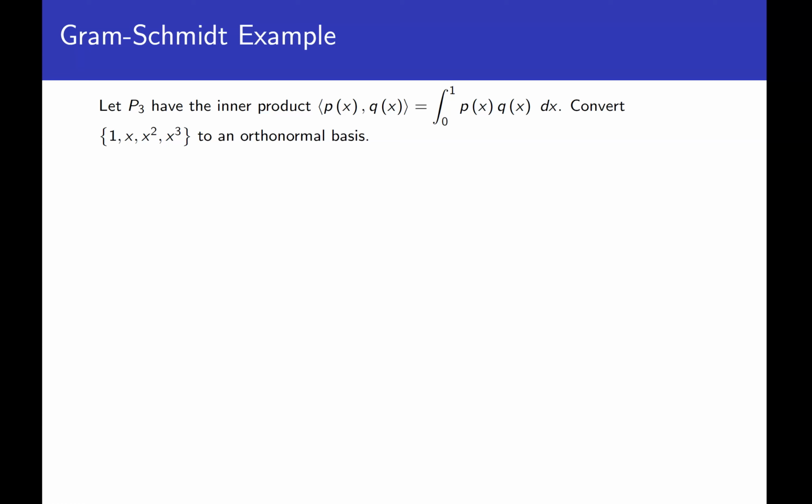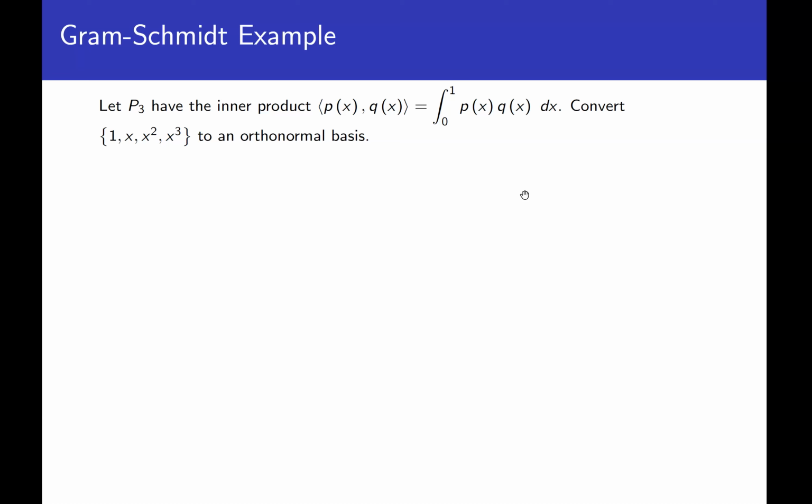So let's say we have the polynomial space, polynomials of degree 3 or less along with the 0 vector, or the 0 polynomial, so P3. And let's say the inner product of two polynomials is the integral from 0 to 1 of P times Q. So this example is asking us to convert the standard basis for P3, the 1, x, x squared, x cubed, to an orthonormal basis. To do this, we will use the Schmidt orthogonalization process and then normalize the vectors that we get.